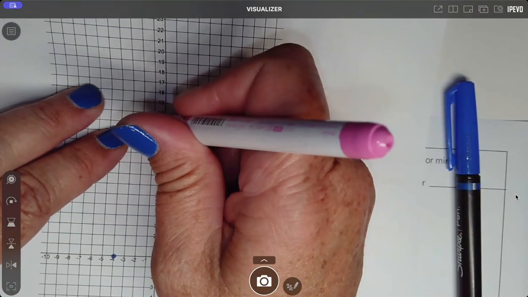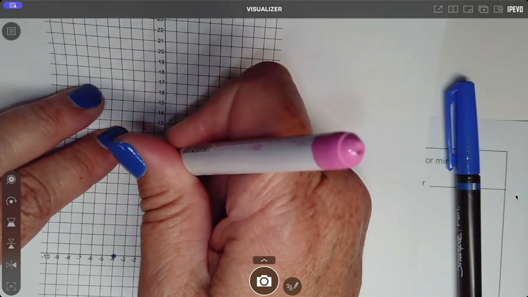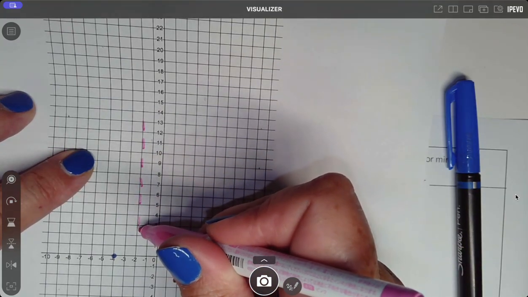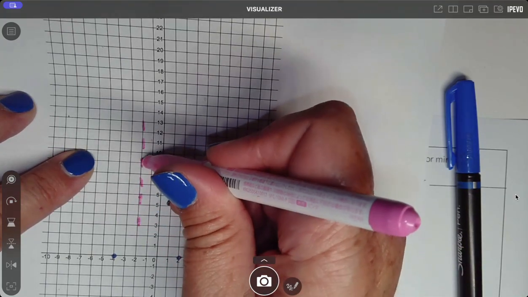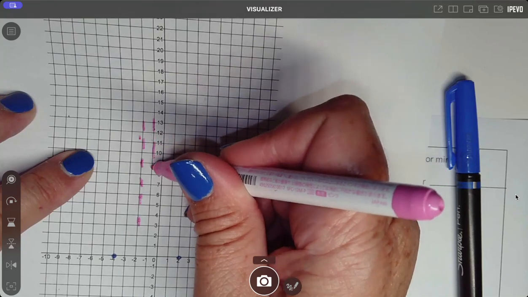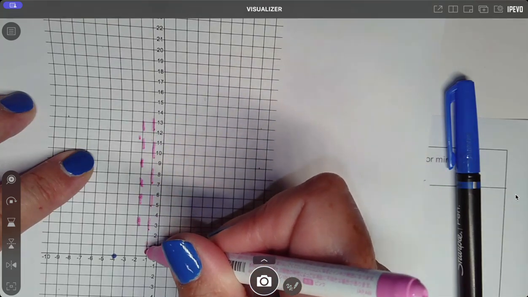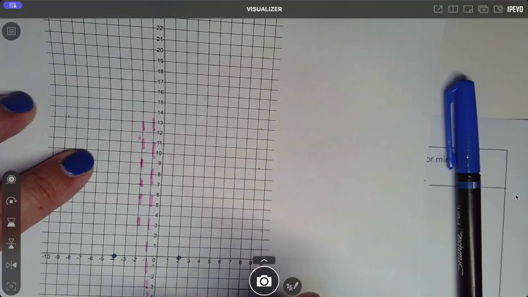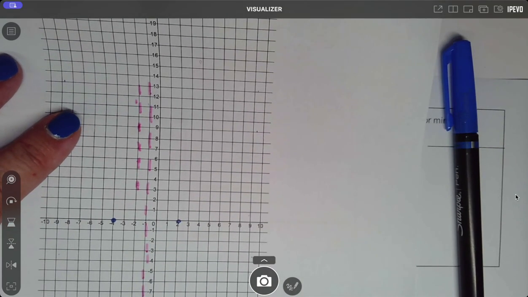Most people do it this way, they put a dotted line vertically. Oh, I just did that at negative 2. I just ruined my graph. Uh-oh. They put a line vertically at the axis of symmetry at x equals negative 1. Try to ignore that.